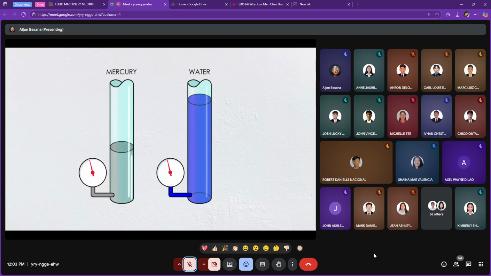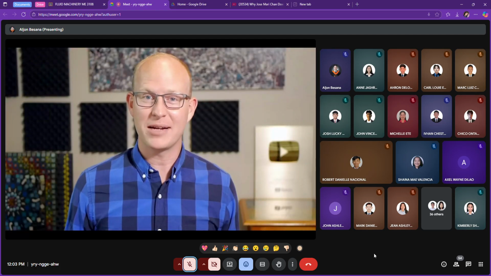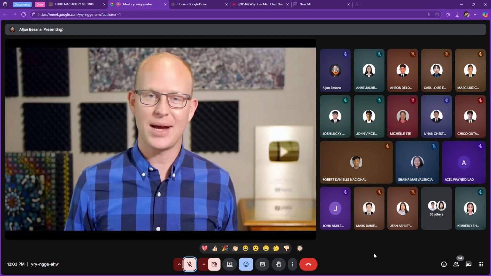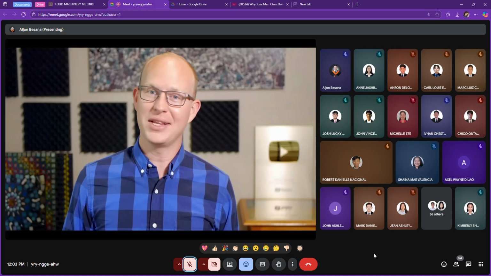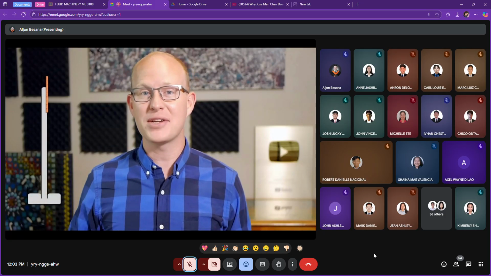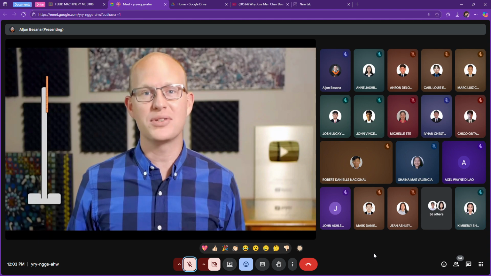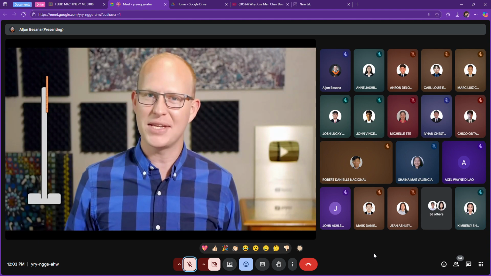A good example of measuring pressure head is a barometer. We live at the bottom of an ocean of air, and we like to keep track of the air pressure down here. One of the easiest ways to do that is to measure how high up the pressure can push a static column of fluid, in most cases mercury.